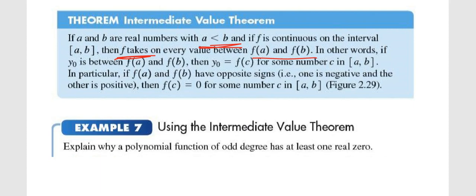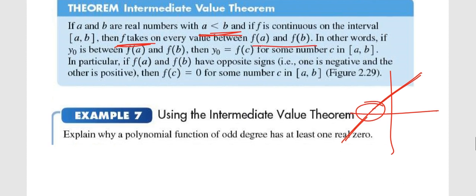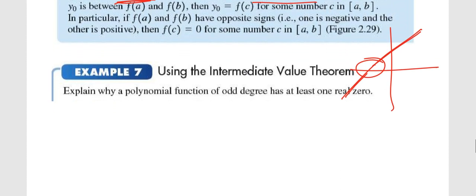Now, why is that important to me? Well, what happens if you've got negative values here and positive values here? Guess what has to happen in between? You have to have a y value of 0 somewhere in between. So if you've got positive y's and negative y's, then that means you had to have crossed the x-axis in between. Explain why a polynomial function of odd degree has at least one real 0.